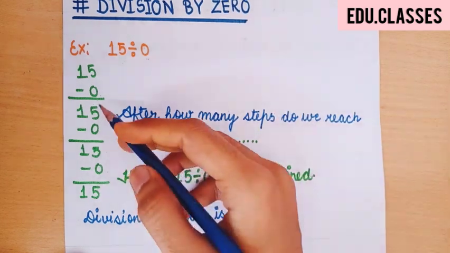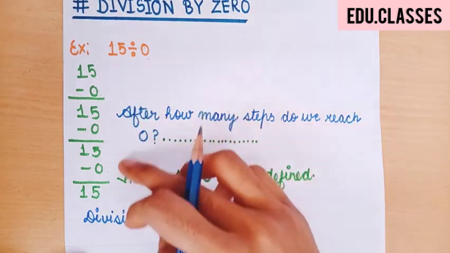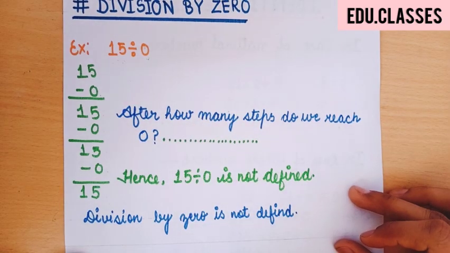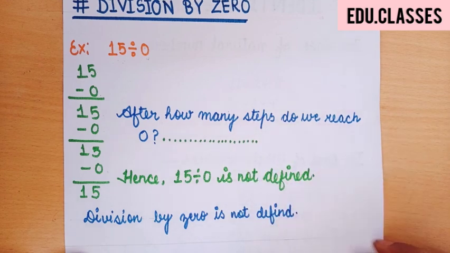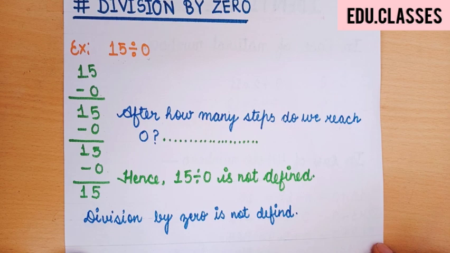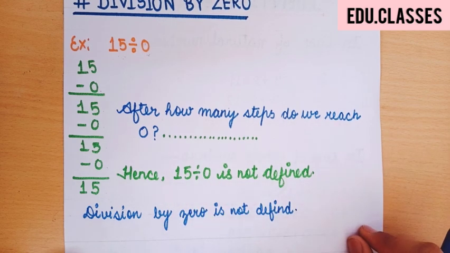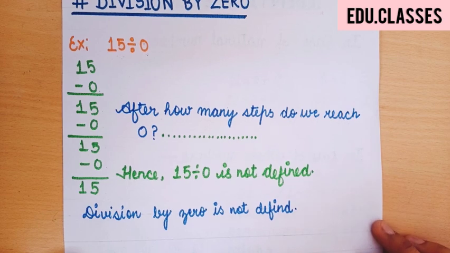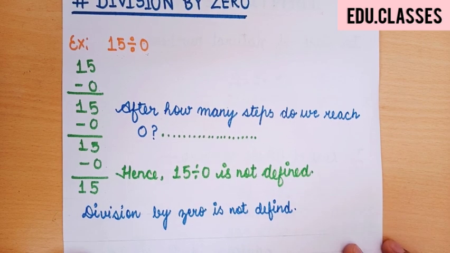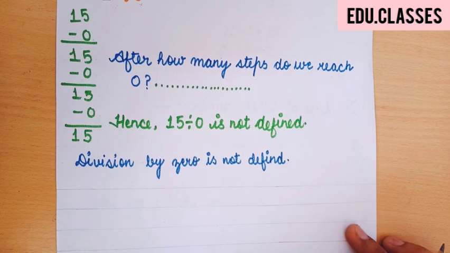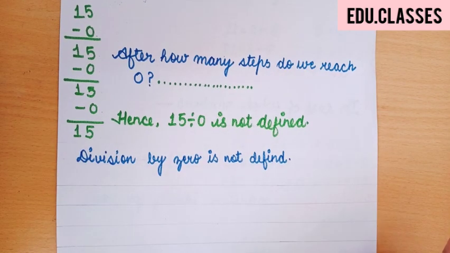So now we are observing that our answer is not coming to 0. So the question arises, after how many steps do we reach 0? Can you tell me after how many steps? So students, our answer is that we will not get 0 anyhow. This process will never end. Hence, we can say that 15 divided by 0 is not defined. We can't define 15 divided by 0. So we come to the conclusion that division by 0 is not defined.